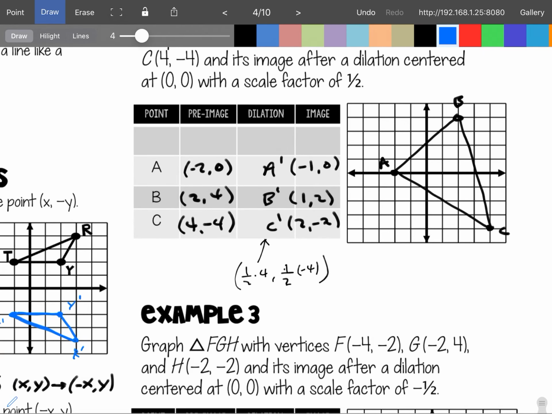So A prime is at negative 1, 0. That's 1 left. B prime is at 1 right, 2 up. And C prime is at 2 right, 2 down. And so here's your image. The blue one is the image. So that is half the size of the original one.